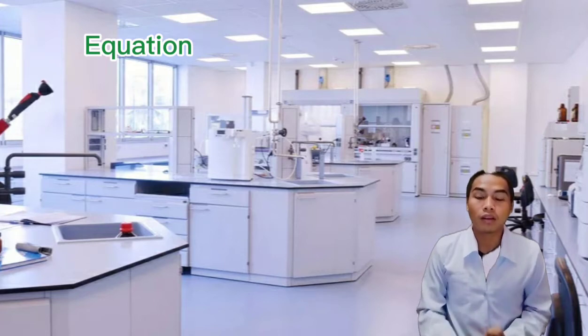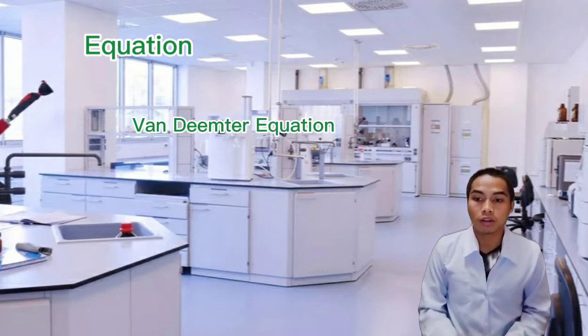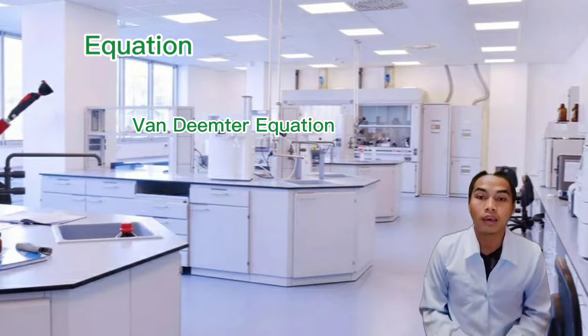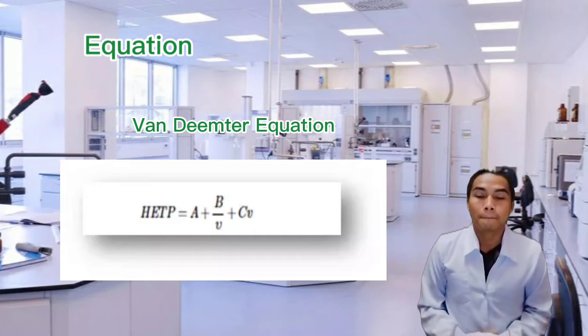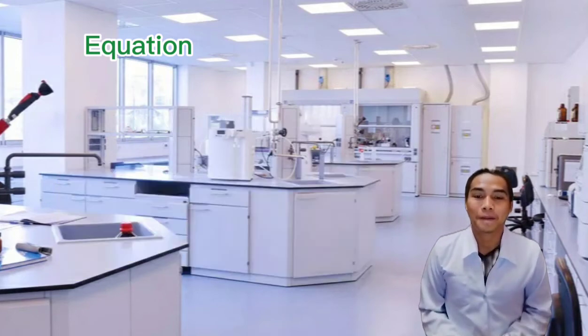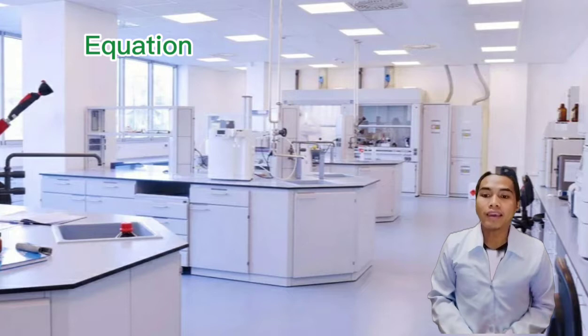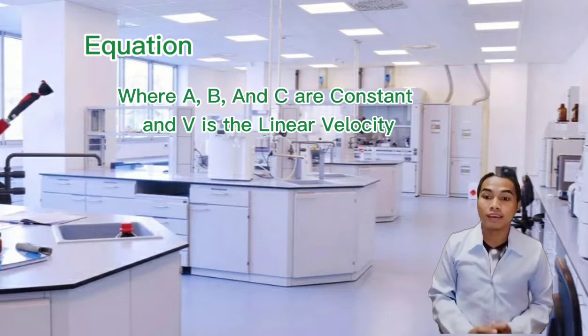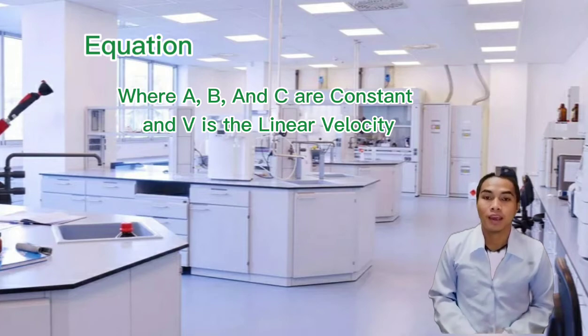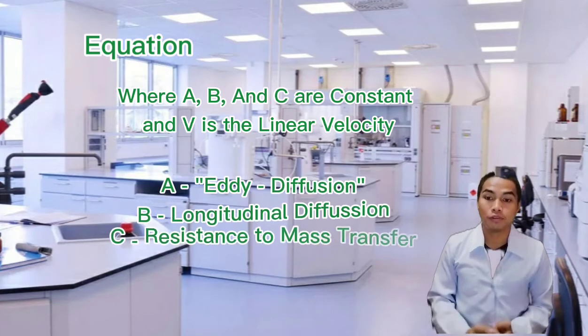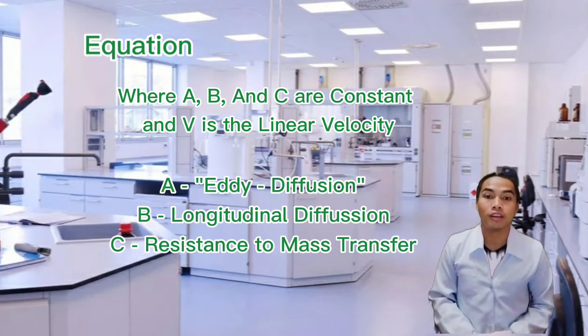HETP can be calculated with the Van Deemter equation, which is given by H equals A plus B over v plus Cv, where A, B, and C are constants and v is the linear velocity. A is the eddy diffusion term, which causes the broadening of the solute band.